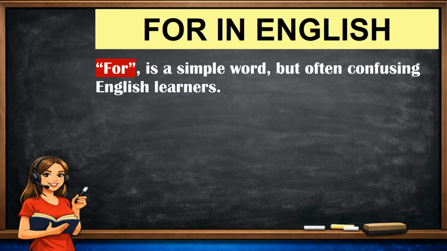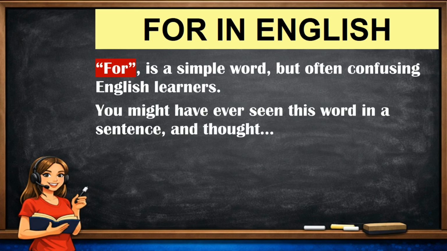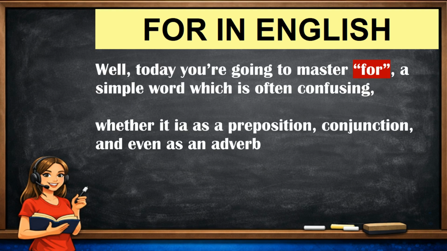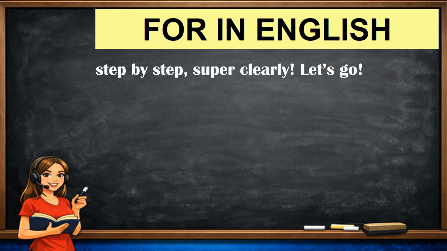For is a simple word, but often confusing for English learners. You might have seen this word in a sentence and thought, wait, what does this even mean here? Is it time, reason, purpose, or something else? Well, today you're going to master for, a simple word which is often confusing, whether it is a preposition, conjunction, or even an adverb, step by step, super clearly. Let's go.